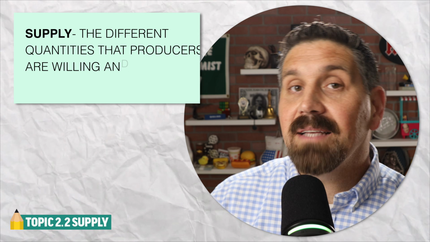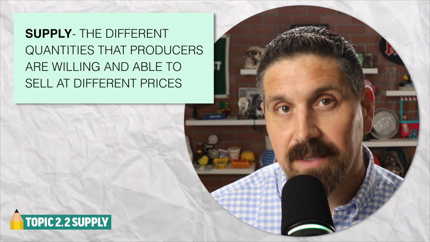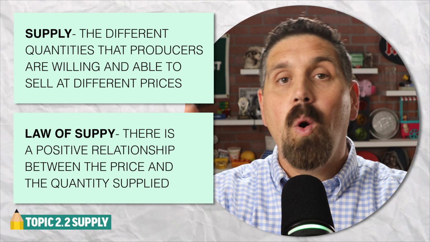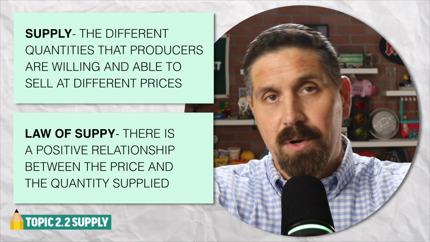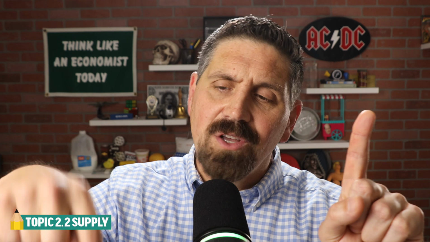Now, all of this also applies to the supply curve. Supply is the different quantities that producers are willing and able to sell at different prices. And there's also a law of supply showing a direct relationship between price and the quantity supplied. When the price goes up, producers want to produce more. When the price goes down, producers are going to produce and sell less. This is because when the price goes up, producers are going to make more profit, so they want to sell more. When the price goes down, I'm going to sell less because why bother?